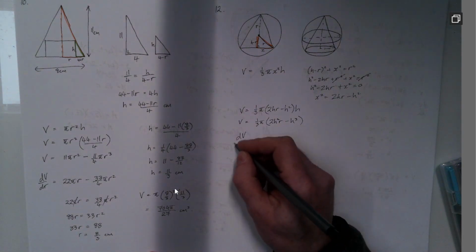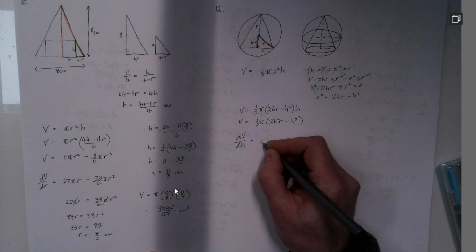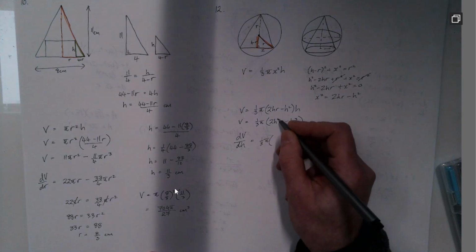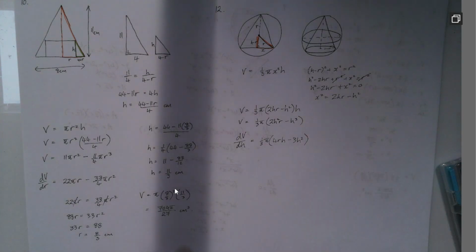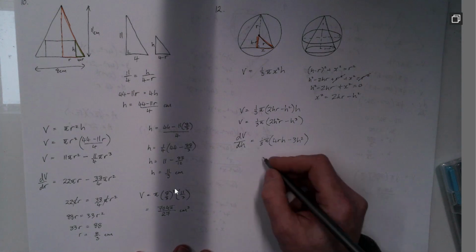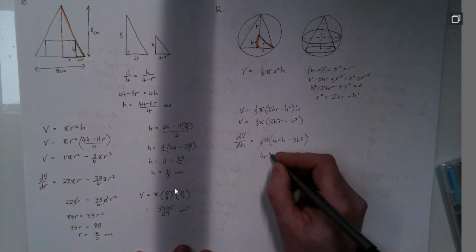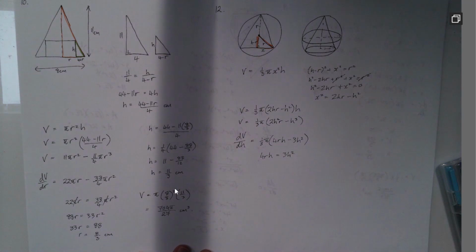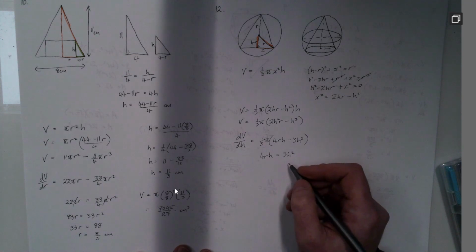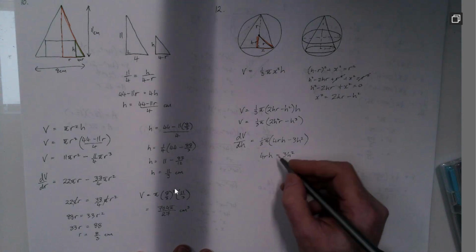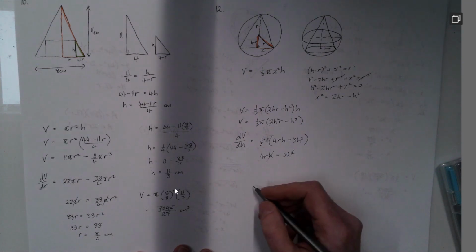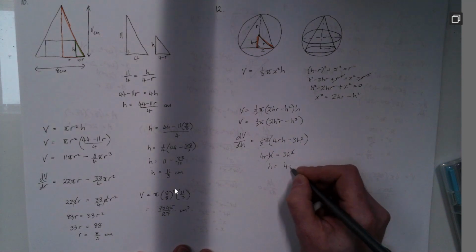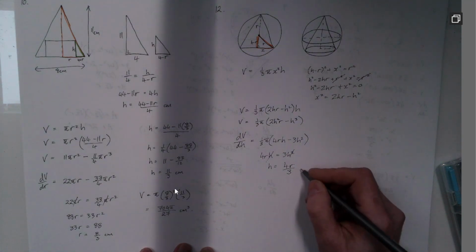So dV/dh equals one third pi times (4rh minus 3h squared), and we set this equal to 0. So 4rh equals 3h squared, and you solve for h. Therefore h equals 4r over 3 centimeters.